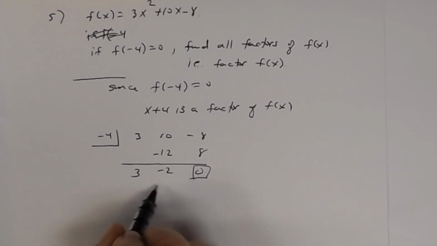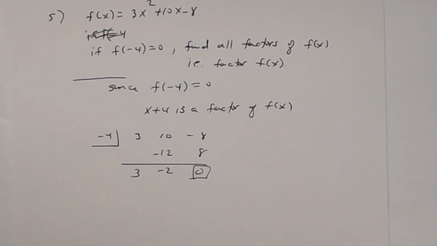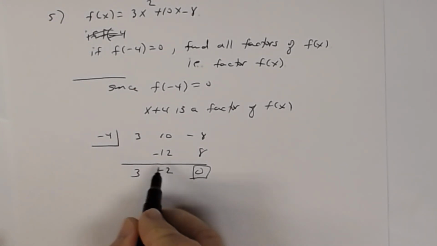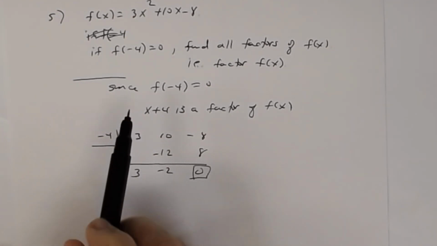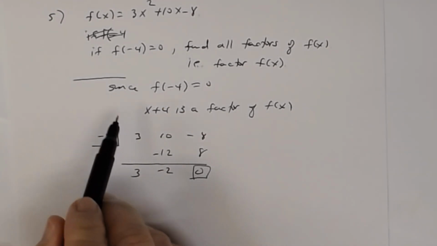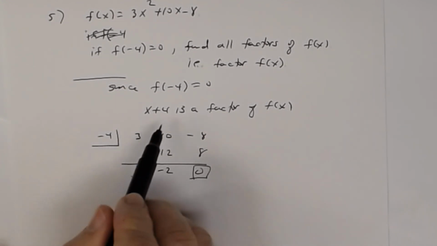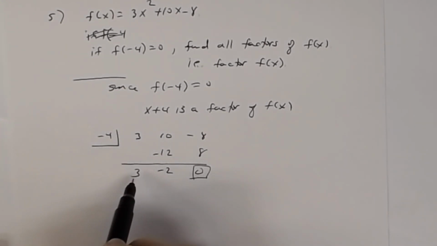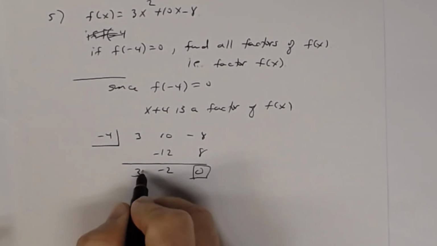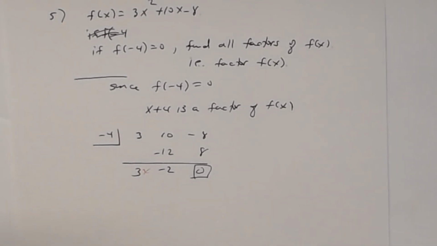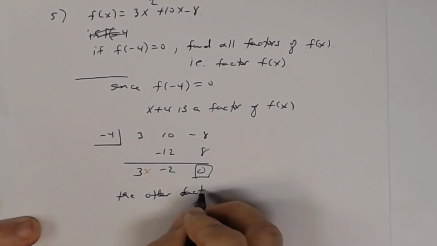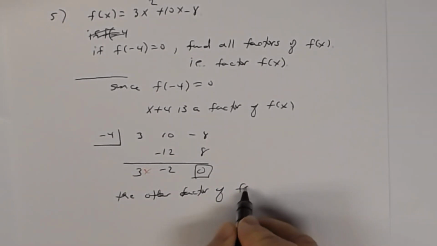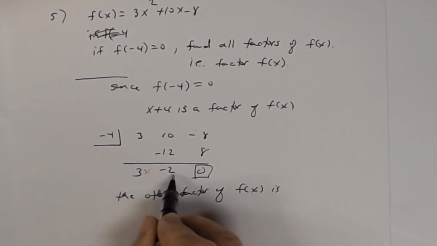But here's the thing, though. Remember in a previous lesson, these are the coefficients of our other factor. Now remember this is x squared here. All right, so I'm dividing by x plus 4. So negative 4x plus 4. And so I'm 1 degree less. So this is going to be 3x, and this is our constant. All right, so what I found is this. So the other factor of f of x is 3x minus 2.